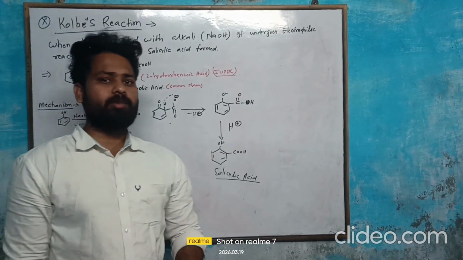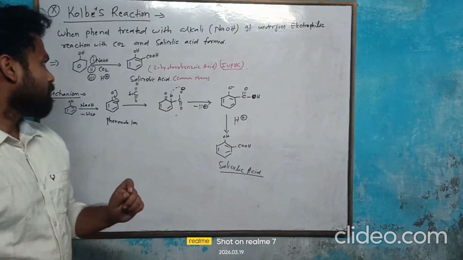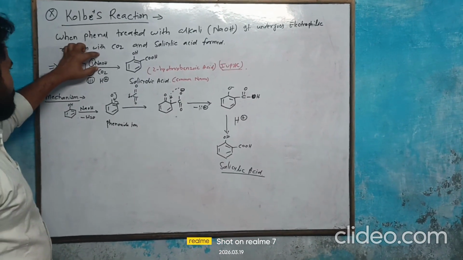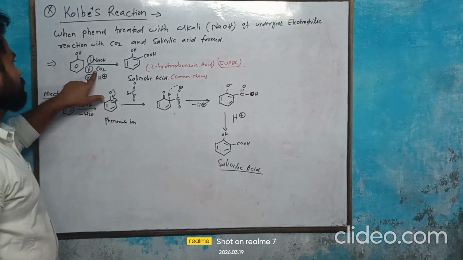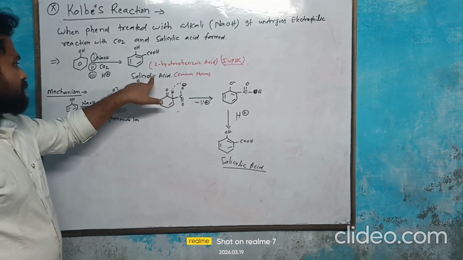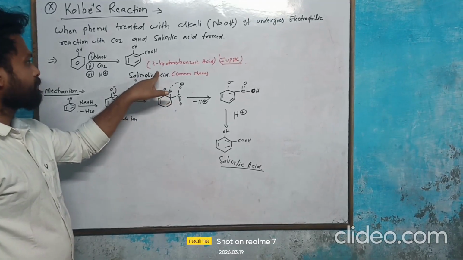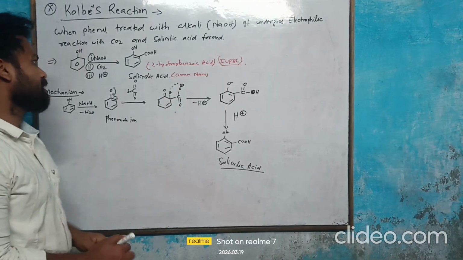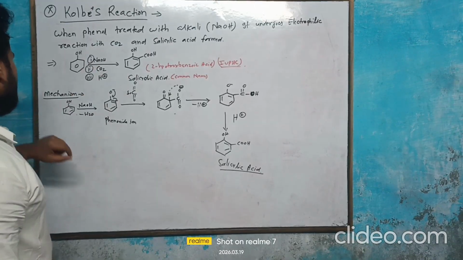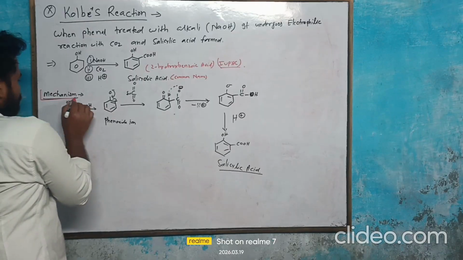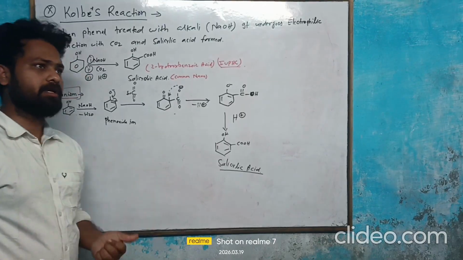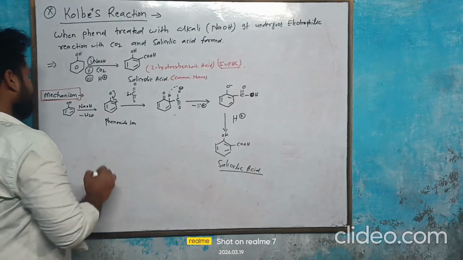The next important reaction of phenol is Kolbe's reaction. What is Kolbe's reaction? In this, phenol is treated with NaOH in the presence of CO2. Then there will be production of salicylic acid. Salicylic acid is its common name. Its IUPAC name is 2-hydroxybenzoic acid. How does this formation take place? For this, we should go through the mechanism. The mechanism is almost similar to the Riemann-Tiemann, not exactly, but there is similarity.